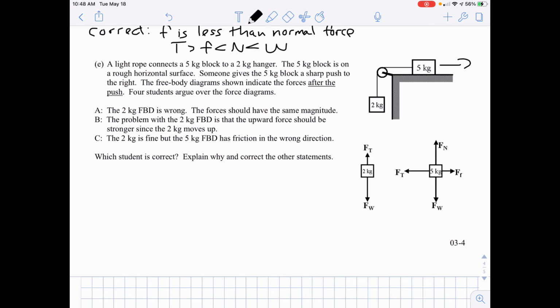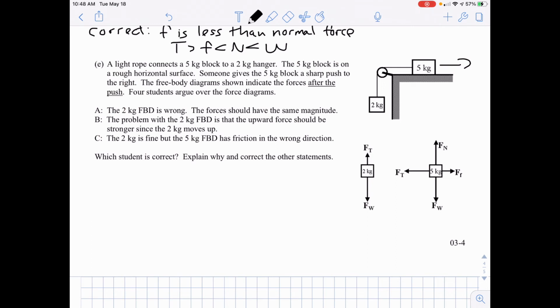A, the 2 kilogram free body diagram is wrong. The forces should have the same magnitude. B, the problem with the 2 kilogram free body diagram is the upward force should be stronger than the 2 kilogram since the 2 kilogram moves upwards. And C, the 2 kilogram is fine, but the 5 kilogram free body diagram has friction in the wrong direction.